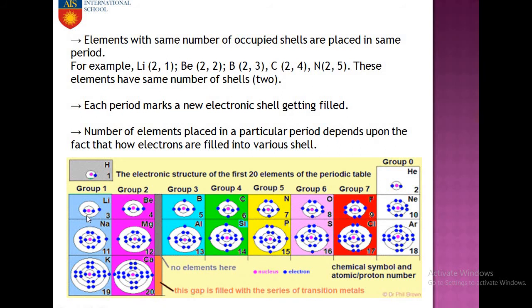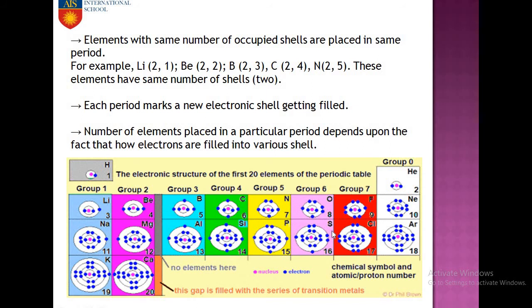Now, in lithium there are 2 shells. The first shell contains 2 electrons and the second shell contains 1 electron. So it belongs to period 2. But sodium contains 3 shells. In the first shell it contains 2 electrons, in the second shell 8 electrons, and in the third shell 1 electron. So it belongs to the third period. Now potassium has 4 shells: in the first shell 2, in the second 8, in the third 8 and in the fourth 1. So it belongs to the fourth period and group 1.